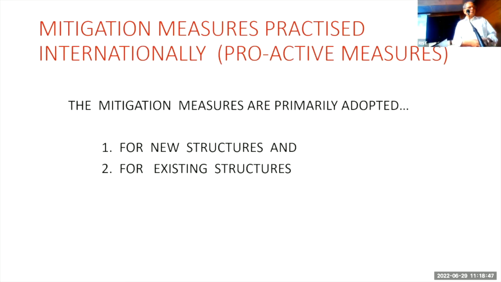Mitigation measures which are now being practiced all over the world internationally. These measures include broadly two types: proactive measures for new structures and proactive measures for old structures. So I'll be briefly dealing with these two types of structures, namely the new structures and the existing structures. What are the possible proactive measures which we have to take?